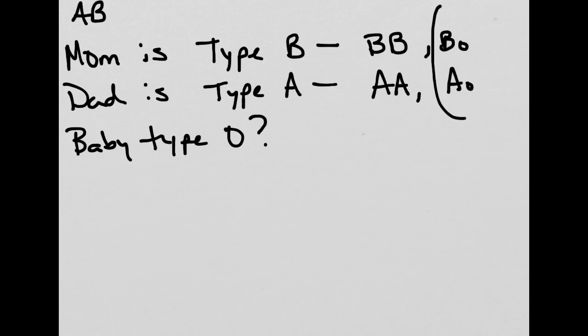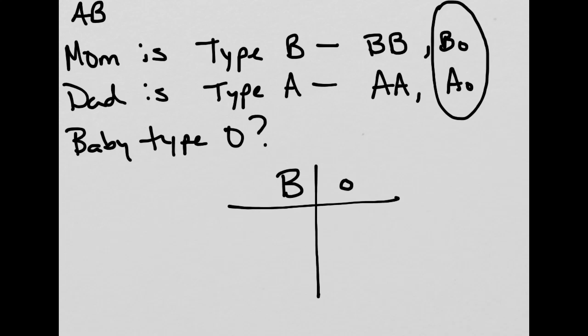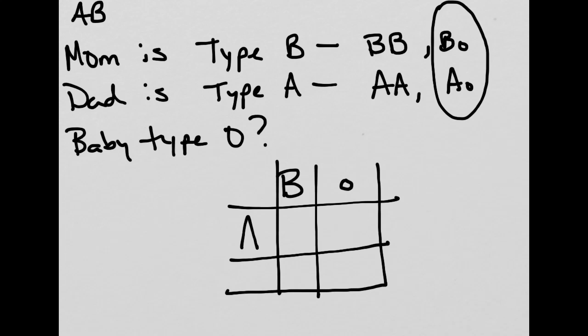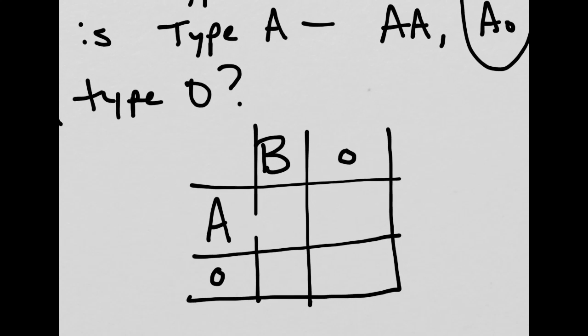So let's look at this. What if we had this? What if the parents happened to be that genotype? If Mom was big B, little o, so she's a type B, but she's a carrier for O. Okay. And Dad is a type A, but he's a carrier for O. Let's look at the possible offspring here. So we could have a baby that's AB. We could have a baby that's AO. We could have a baby that's BO. And we could have a baby that's OO.